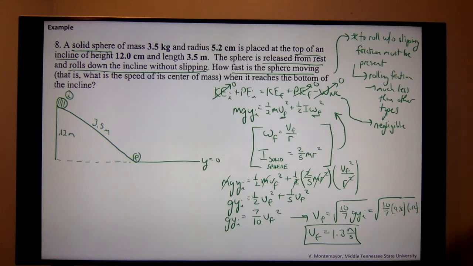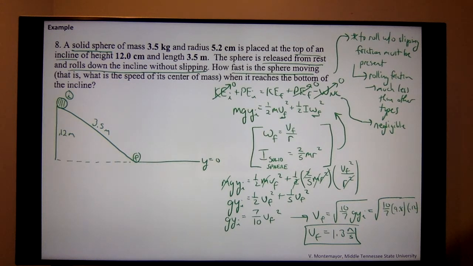So you could do this the other way around too, and maybe try to find omega instead. So maybe you want to find how fast is it rotating at the bottom? Well, if that's the case, then use this equation to substitute in over here so you get both terms in terms of omega. And then you could find omega final instead. Or once we have this, V final, we could just plug it in here, divide by the radius, and find out how fast it's rotating as well. So that's another option. Okay. So that is rolling without slipping.